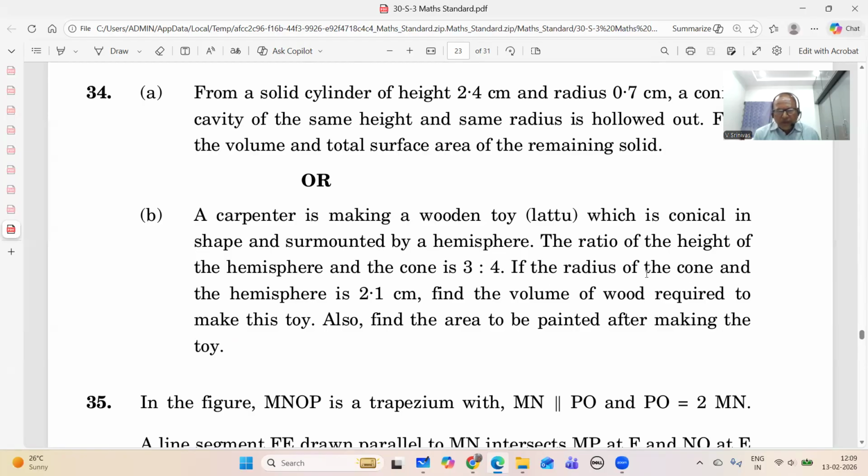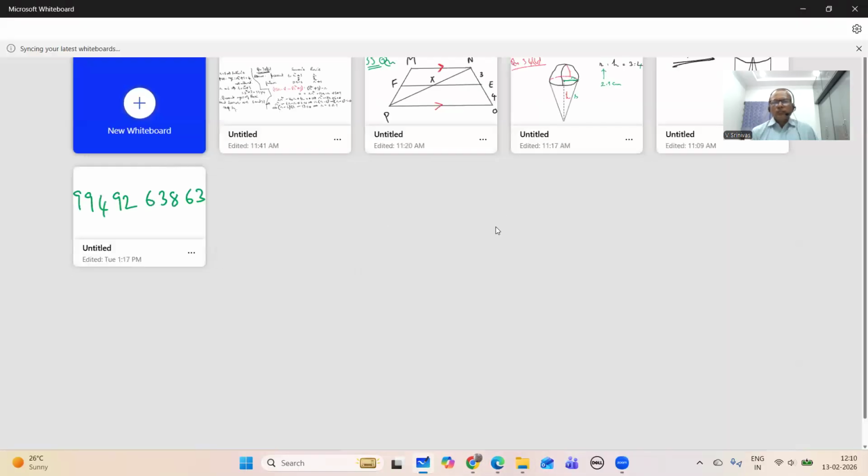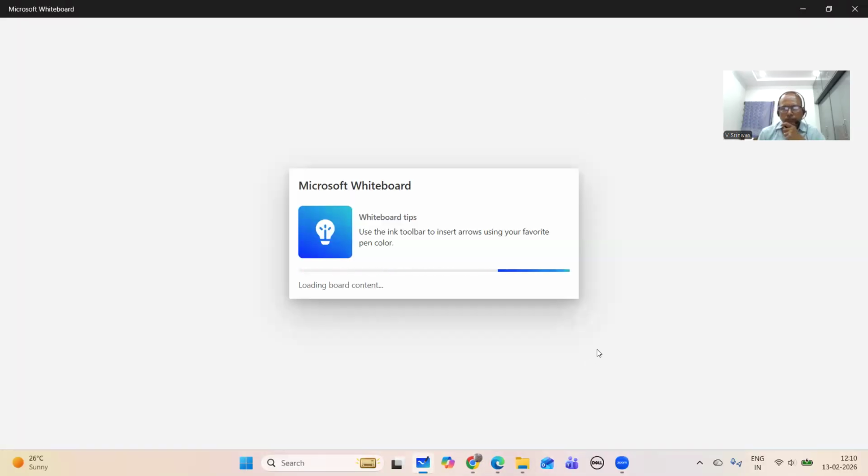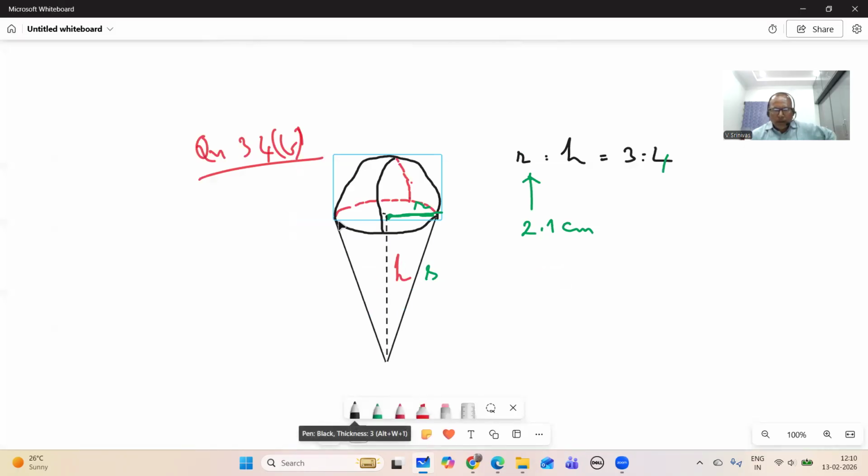Okay, if the radius of the cone and the hemisphere is 2.1 centimeters, find the volume of the wood required to make this toy. Also find the area to be painted after making the toy. Okay, let us look at this. Let this be the cone. Let its height be small h and radius be small r. Okay. And then on the top of this cone, we have a hemisphere.